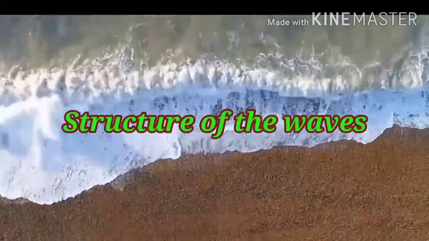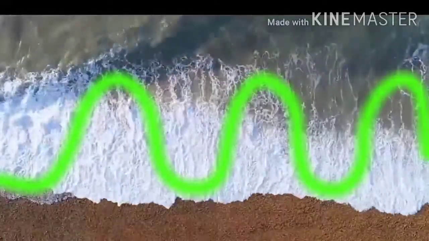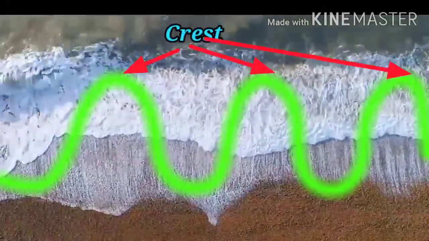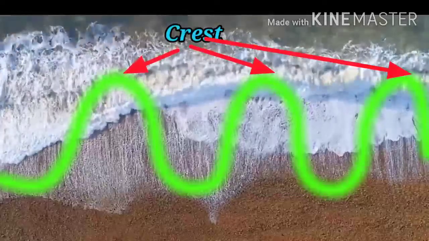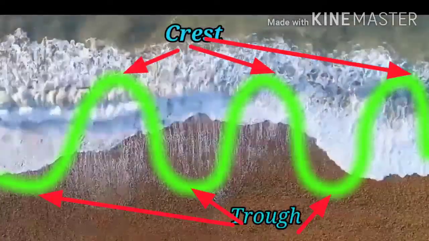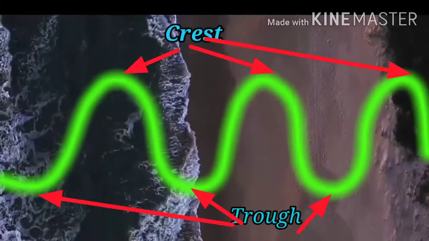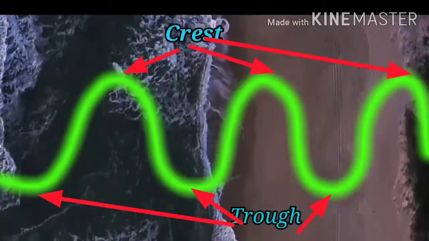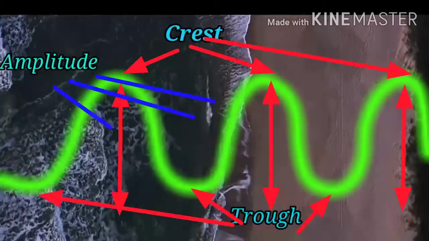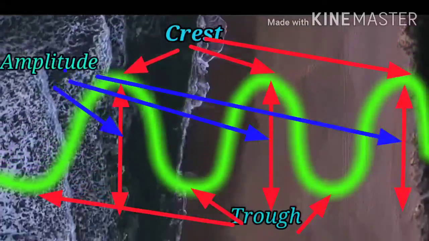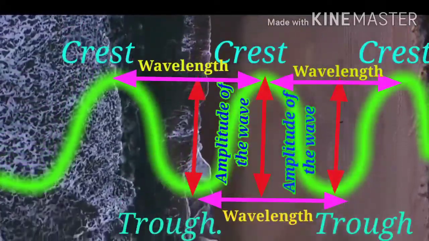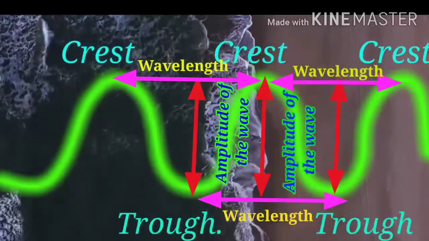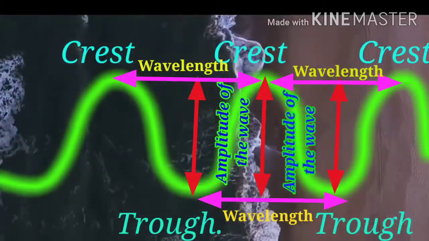Structure of the waves. The seawater gets pushed up and down because of the wind. The raised up portion of a wave is called crest and the depressed one is called trough. If a strong wind is blowing in one direction, large waves are generated. The vertical distance between a crest and the following trough is called the amplitude of the wave, whereas the distance between two successive crests or troughs is called wavelength. The wavelength, its amplitude and its velocity depend on the velocity of the wind.